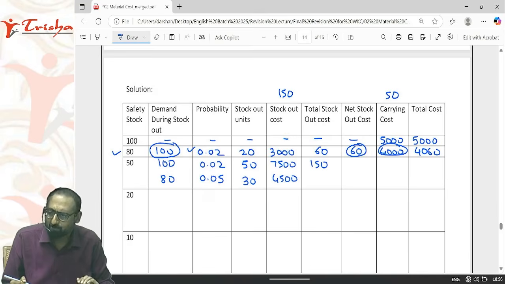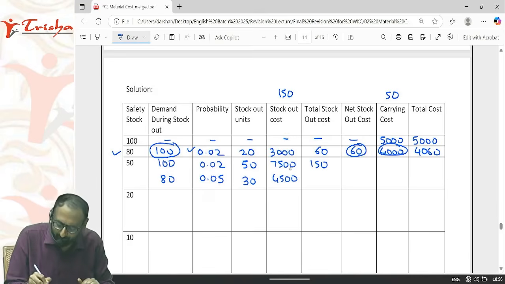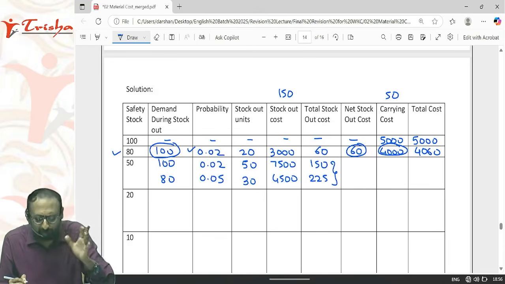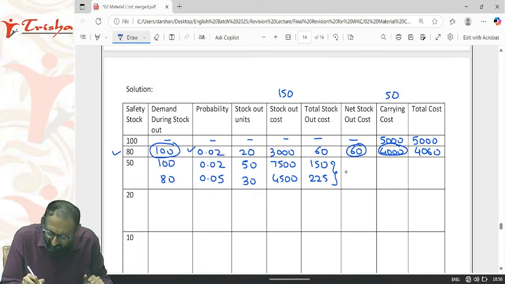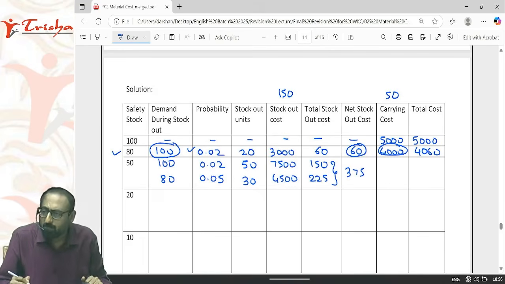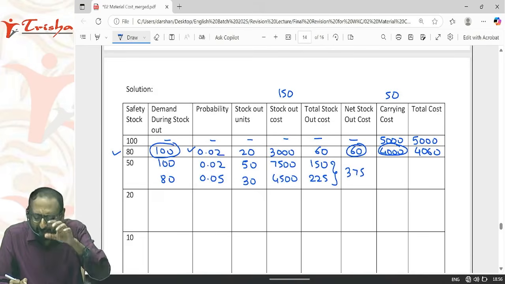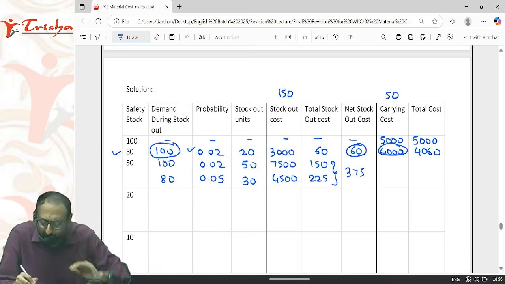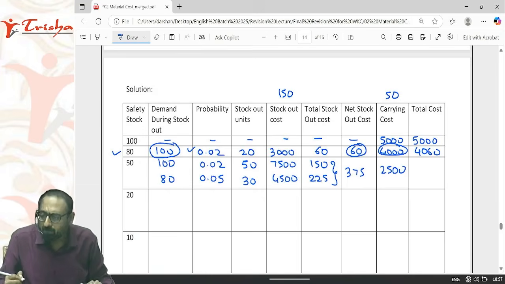4,500 into 0.05, 225. So tell me what will be the total stock out cost. 150 plus 225. Calculate. Is it 375? How many units continuously will I carry now? 50 units, 50 into 50, 2,500. What will be my total cost? Is it 2,875? Correct?